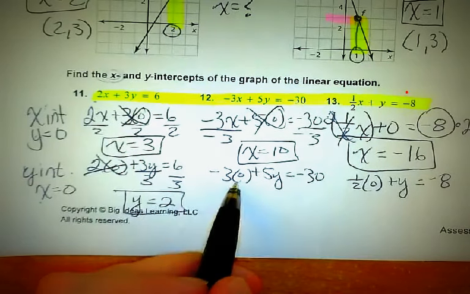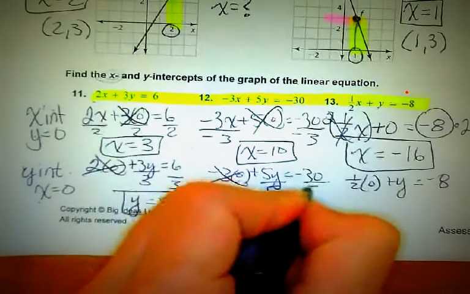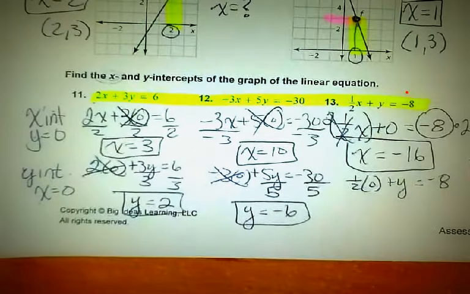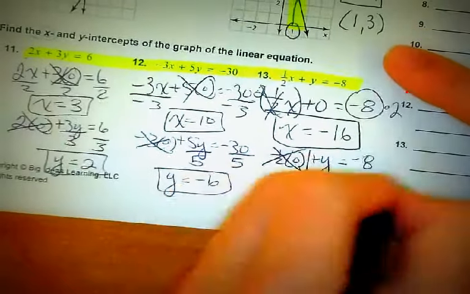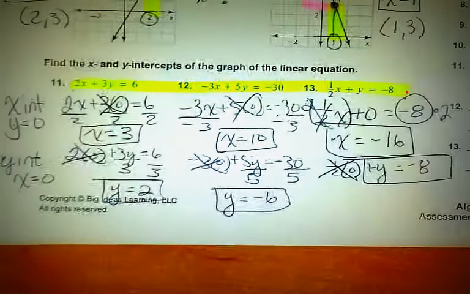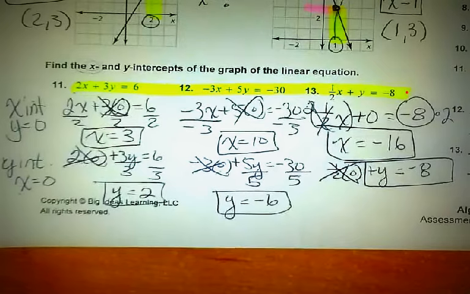3 times 0 is 0. So I can divide both sides by 5. And I get that y is negative 6. The last one, this is 0. So there is my answer. Y is negative 8. So there's our intercepts, x and y, for these linear equations. That takes care of the front page. Let's go on to the back side.